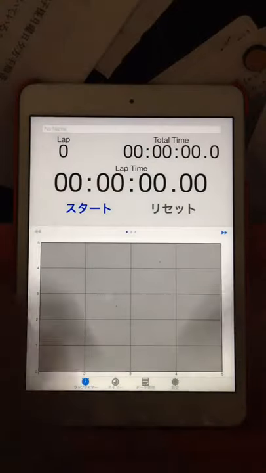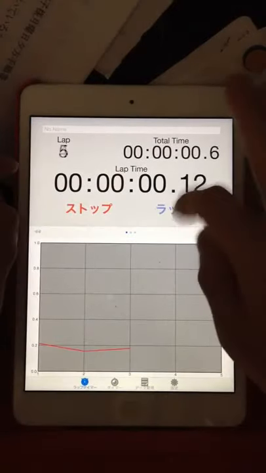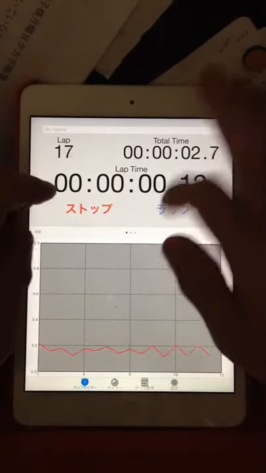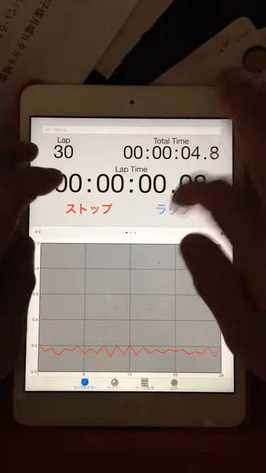Recording. 1, 2, 3, 4. Tubari varu varu varu varu.